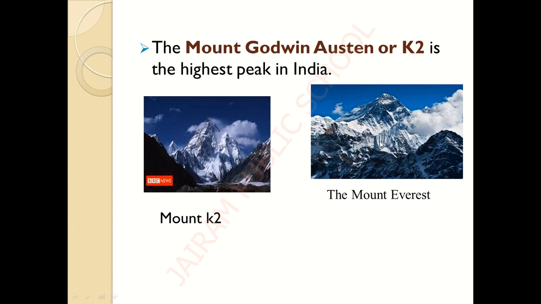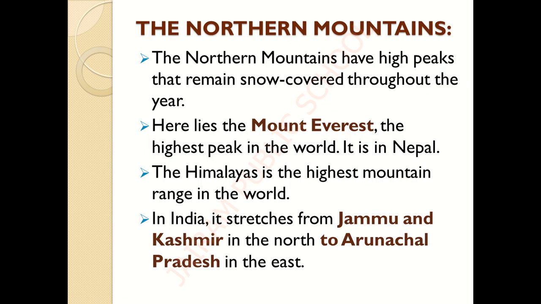So I have given the picture here. This is the peak of Mount Everest and this is the peak of Mount K2. You can ask why it is given the name K2. When comparing to Mount Everest, it is a little bit lesser in size, so it can be called K2, or Mount Godwin Austen. So children, this is what we have seen.